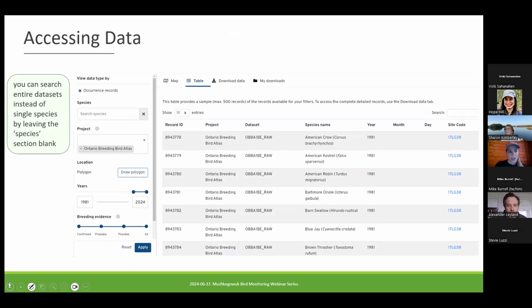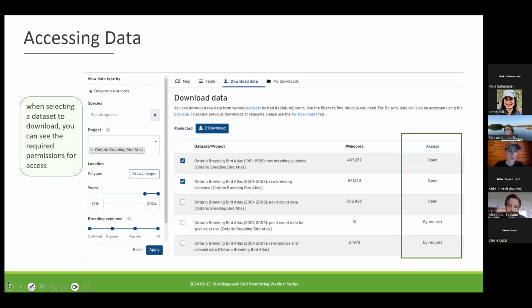So like I said, you can search entire data sets instead of a single species by leaving the species section blank. So here you'll see I've just left the species blank, and I'm looking for all records from the Ontario Breeding Bird Atlas, Ontario Breeding Bird Atlases. Next slide.